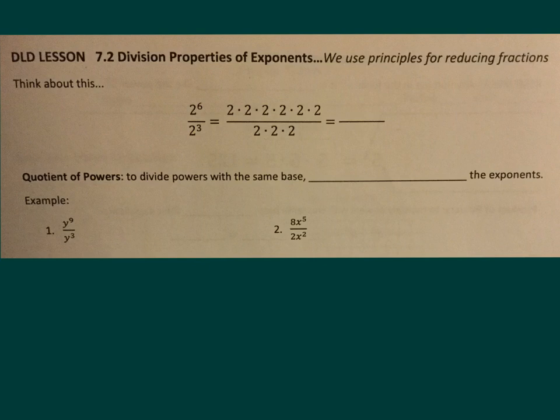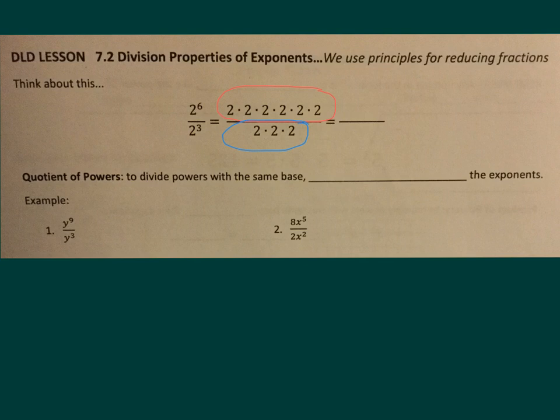So the first thing I want you to think about is 2 to the 6th power divided by 2 to the 3rd power. Well, 2 to the 6th power can be expanded to look like this: 2 times 2 times 2 times 2 times 2 times 2. 2 to the 3rd power can be expanded to look like this: 2 times 2 times 2.